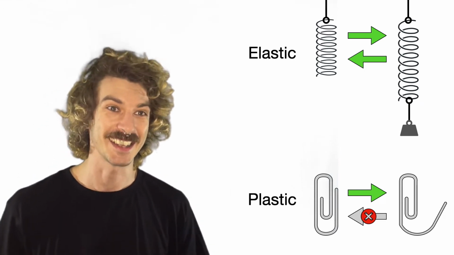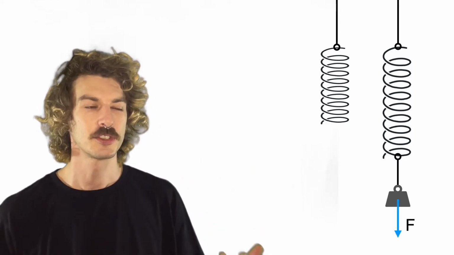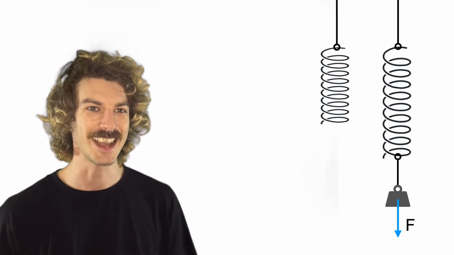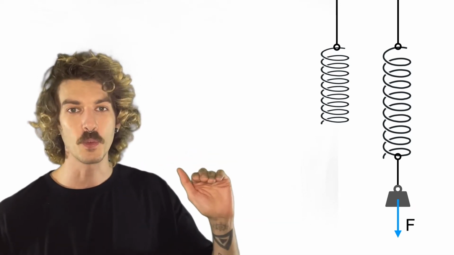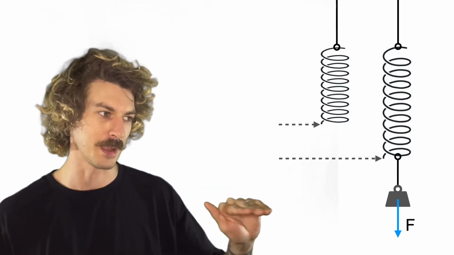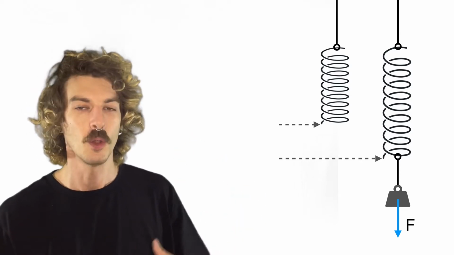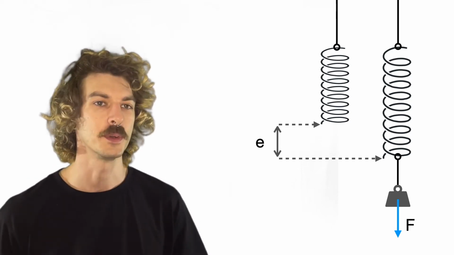So let's talk about the elastic deformation of a spring in a bit more detail. When we hang that mass off the bottom, we're applying a force downwards to the bottom of the spring, and that will cause the spring to get a bit longer, to extend. We measure that extension from where the bottom of the spring was before I put the mass on to the bottom of the spring after I put the mass on. So from here to here, we're measuring how much longer the spring has got. You've got to be careful when you're measuring that.